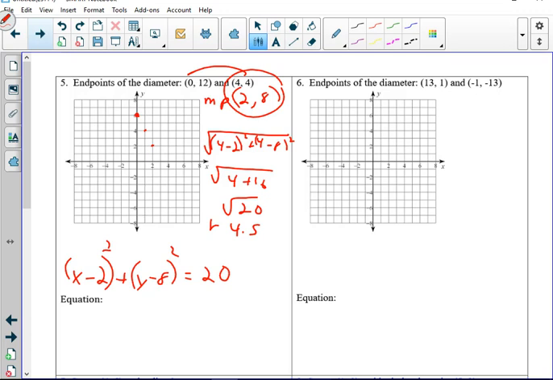Endpoints of the diameter: 13, 1. So here's 12, 13, 1 right here in the middle. And then negative 1, negative 13, right there. I need to find the midpoint, the center. 13 minus 1 is 12, divided by 2 is 6. Negative 13 plus 1 is negative 12, divided by 2 is negative 6. So the midpoint is at 6, negative 6, right there.